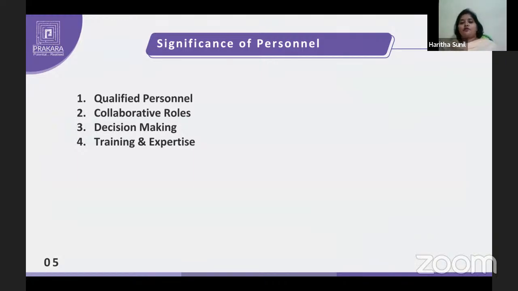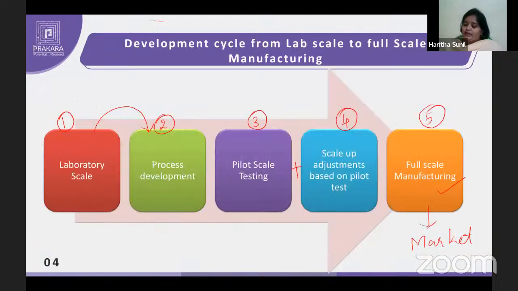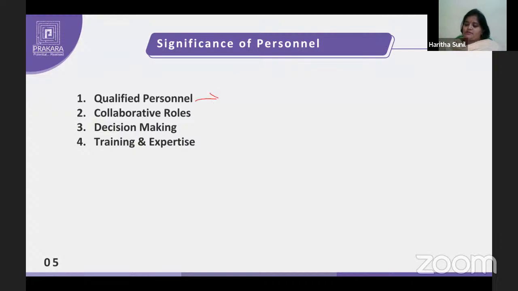So here, from this particular slide, you can understand the critical role that a skilled person plays in the success of the pilot plant. And also we can divide this into 4 subcategories. Okay. So the first category is the qualified personnel. Under qualified personnel, it can be divided into 2 subcategories. They are experience and expertise, and then interdisciplinary skills.